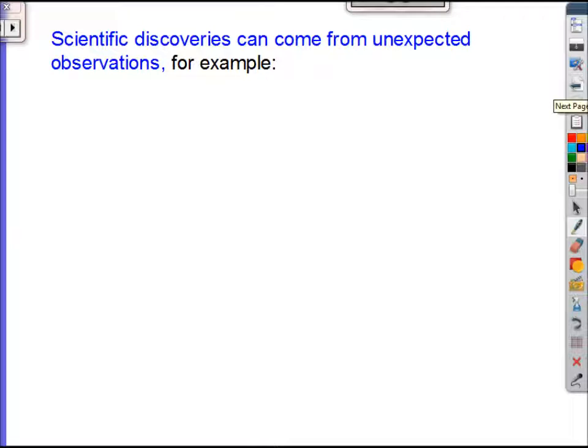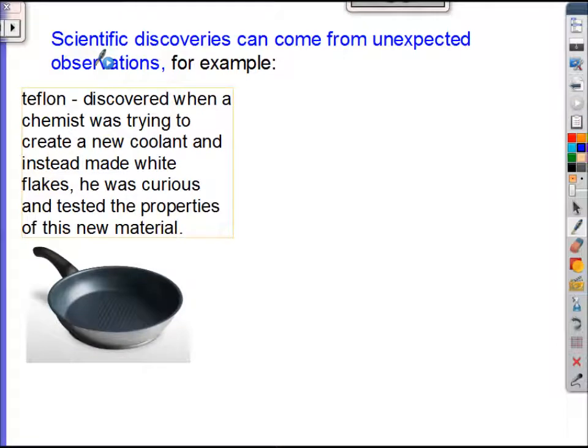Now, discoveries are made when we start to observe things that we don't expect. A couple well-known examples of these. Teflon. Teflon is something that we use in a lot of materials now. It's the papery stuff in CD covers and mailing envelopes that you really can't rip. It's also used as non-stick coating on the surface of pans and things like that. A scientist discovered this by accident.